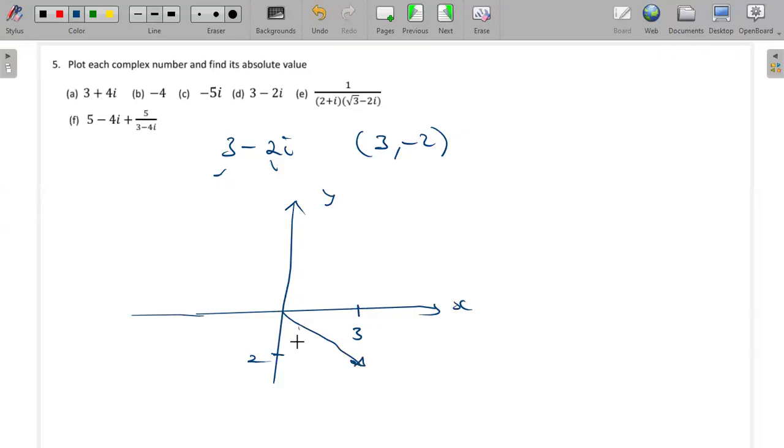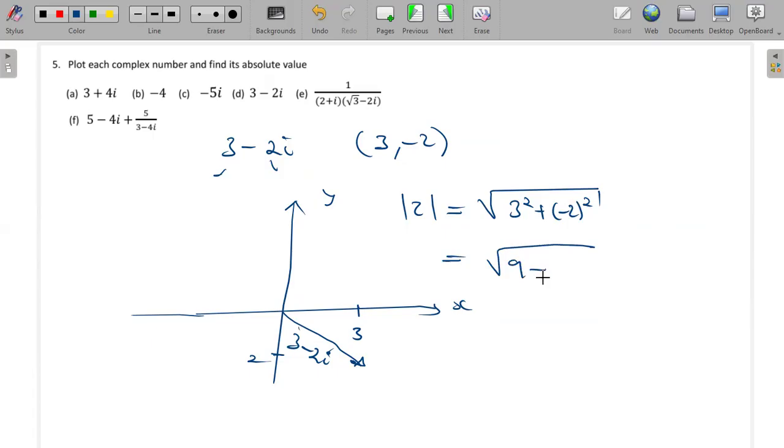So this here is going to be our complex number, which is 3 minus 2i. Then our absolute value is going to be equal to the square root of x, that's 3 squared, plus our y, -2 squared, and this gives us 9 plus 4, which is just 13. So you get the root of 13. But this has no perfect square, so we just leave it like that.